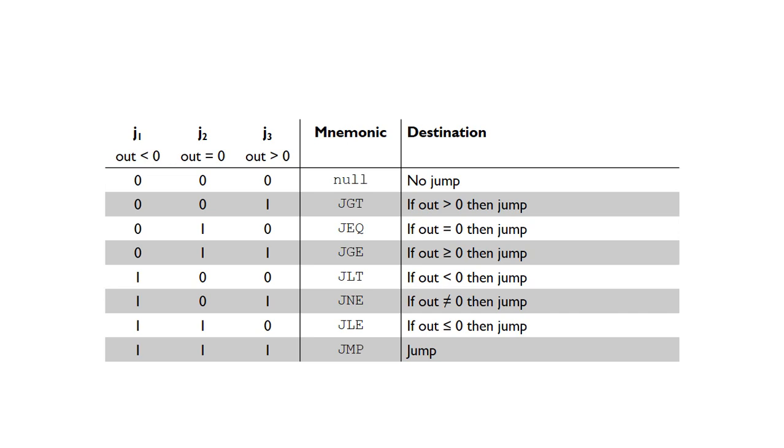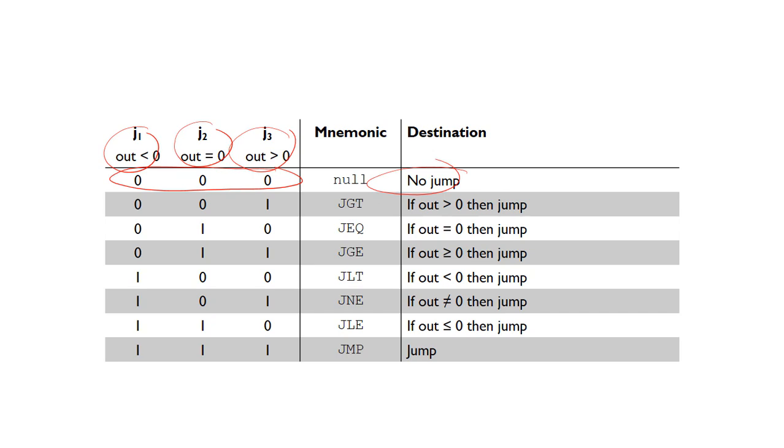So there are various conditions here, these jump bits. Essentially, if J1 is 1, it means the output is less than 0, so the output is negative. If J2 is 1, it means the output is equal to 0. And when J3, this third J bit, is 1, it means the output is positive. So we can do a combination of these, and that gives us the different kinds of relational operators we can do. First, if all three are 0, we're not going to do any jump.